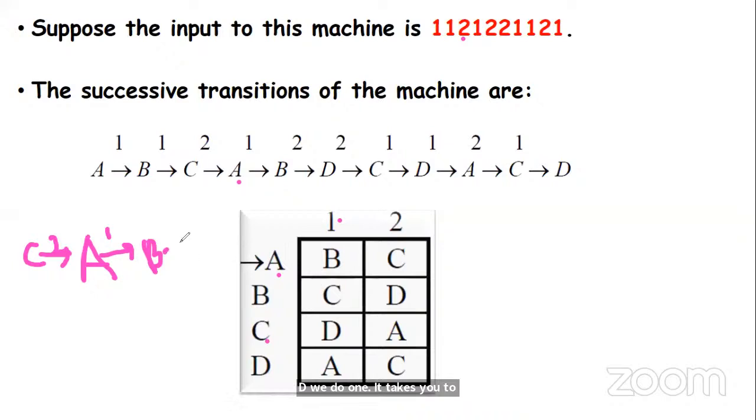Now you're on state B. The next input is what? 2. So when you read a 2 at state B, it takes you where? D. Do you still get it? Are you still okay? Yes. Okay, do you still understand up to this point? Okay, so can somebody continue from state D? Can somebody raise up his or her hand to explain to us how we move from state D to state C?